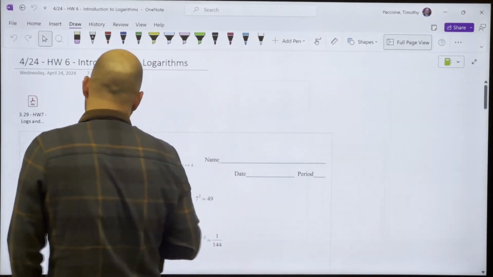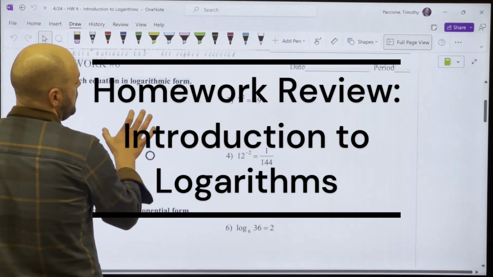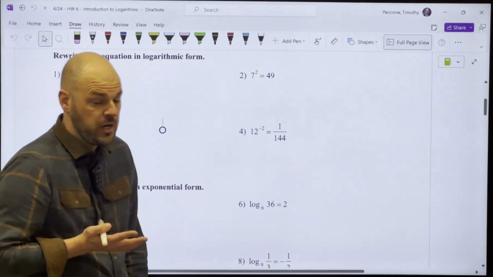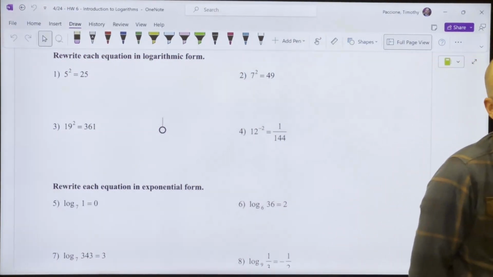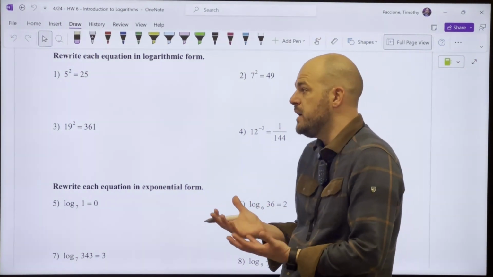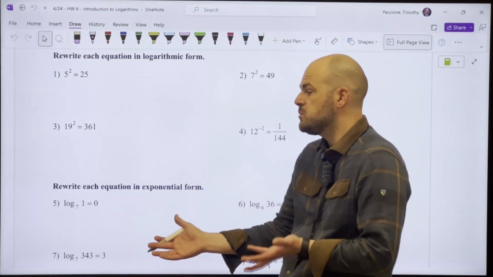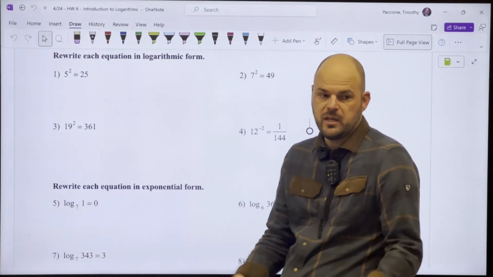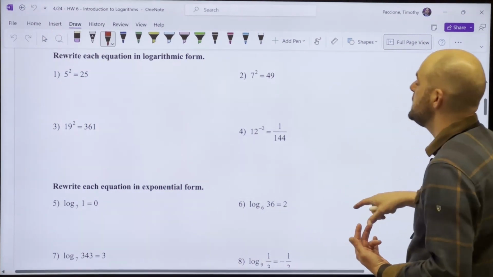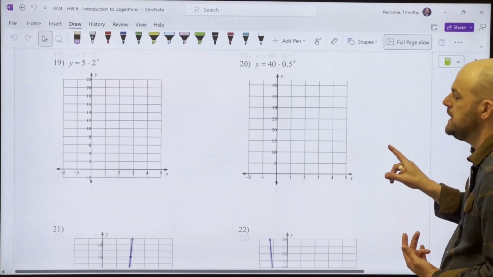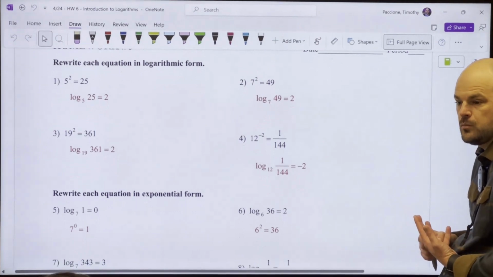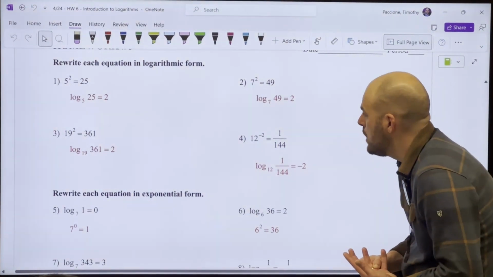Now, for the homework, this was just about getting to know logs and their relationship with exponent and exponential expressions and equations, okay? So the first section was, here are some exponential equations. Can you make them logs? The next one was, here are some logs. Can you make them exponential equations? You just go back and forth between the two, okay? Would anybody like to see anything from section 1 or 2? Oh, 1 and 2. Okay.